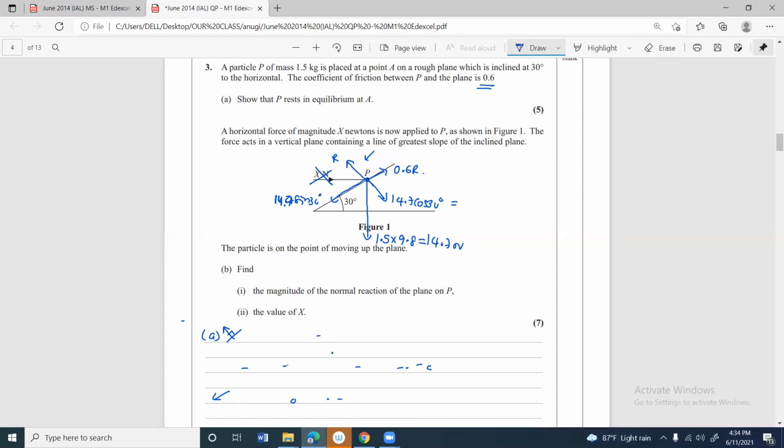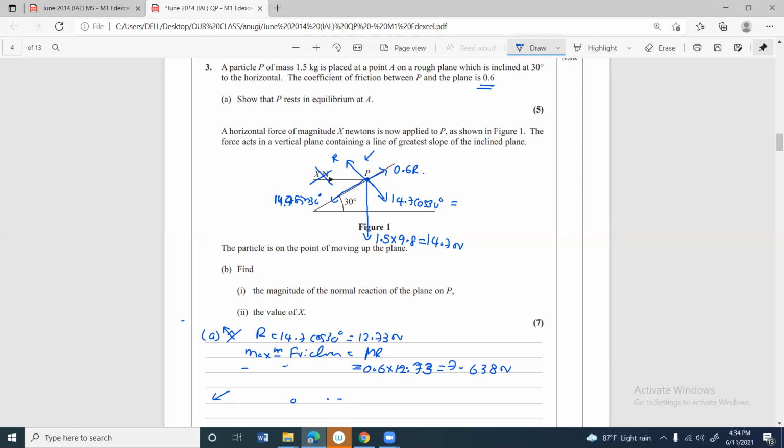In this case, R is equal to how much? 14.7 cos 30, that is 12.73 newtons. Then we can find the frictional force. Maximum friction is mu R. Mu is 0.6, R is 12.73. So the maximum friction is 7.638 newtons. That's the maximum friction that can occur.